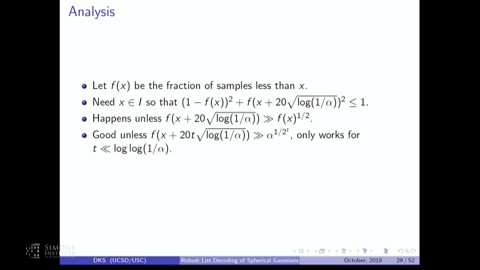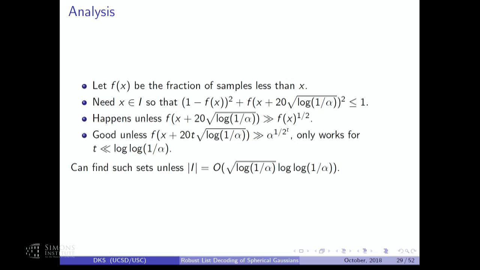And so this would say that we're going to be fine unless f of x plus 20 root log is at least root alpha. And then f of x plus 40 root log is at least alpha to the 1/4. And f of x plus 60 root log is at least alpha to the 1/8, and so on and so forth. And after we've moved about log 1 over alpha times square root log 1 over alpha away from the endpoint, suddenly we're demanding that almost all of the samples are on that side of the interval. And if our interval is too long, this can't possibly happen, essentially.